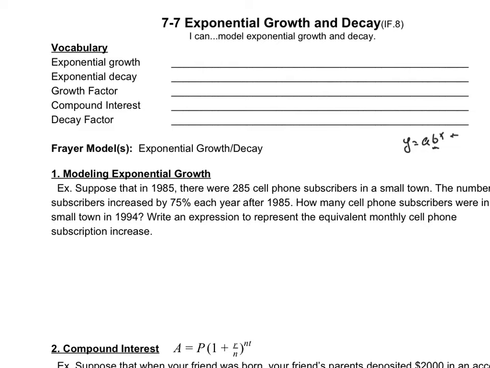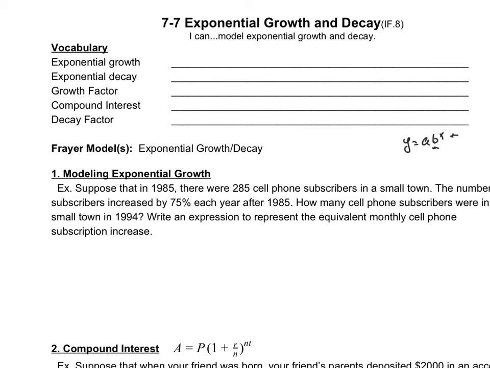looking at my base, exponential growth is going to be when my base is greater than 1. And exponential decay is going to be when my base is continually decreasing, or the value is less than 1, where we are constantly creating a smaller proportion of it, a smaller piece of it.